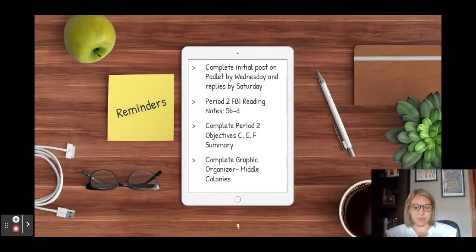So complete your initial post on Padlet, do your FBI reading notes, complete your objectives, complete your graphic organizer. And then from today's session, hopefully you had time to work through the review chart and the contextualization lesson.